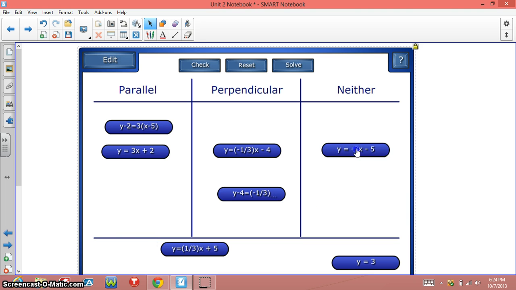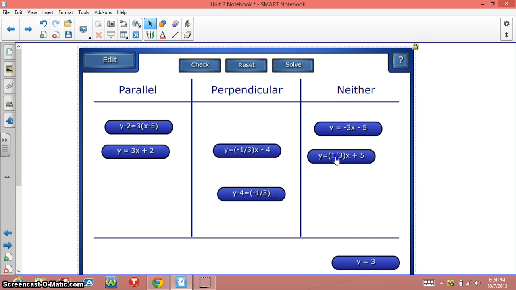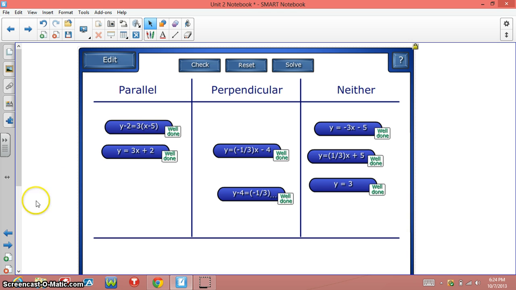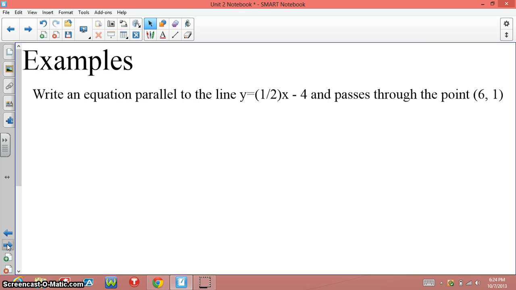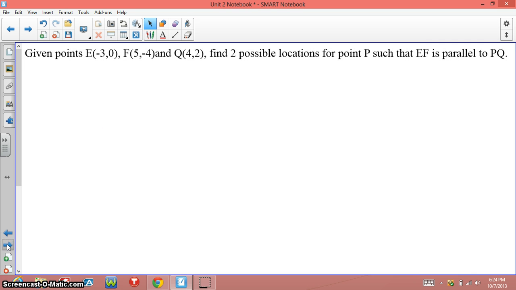Negative 3. That hasn't been flipped, so those two lines intersect, but not perpendicularly. 1/3. It's got the reciprocal, but it's still the same sign. And then I just have y equals 3. We just got ourselves a horizontal line there. So check your answers, and there we go with that one. Alright, so we're going to look at two examples, and then that'll be it for this video.